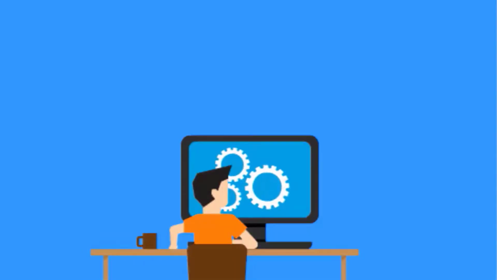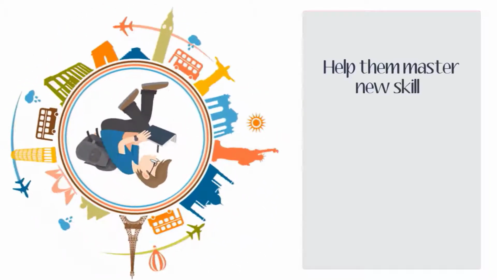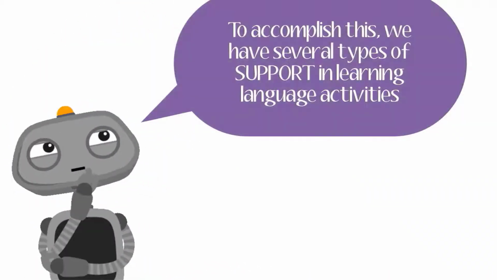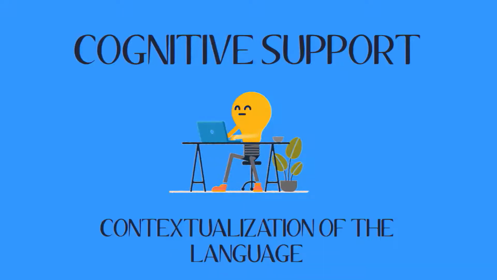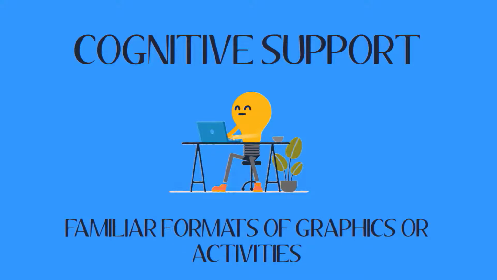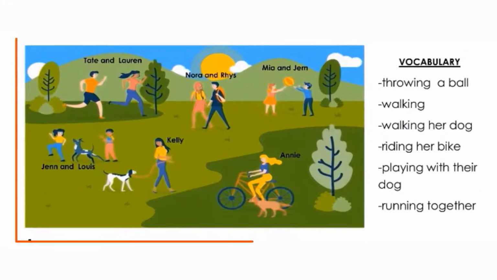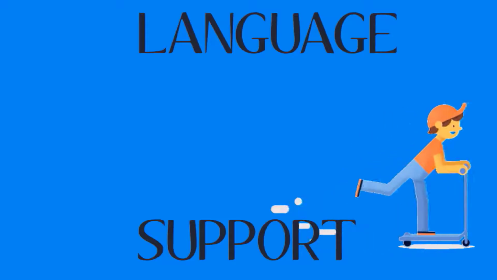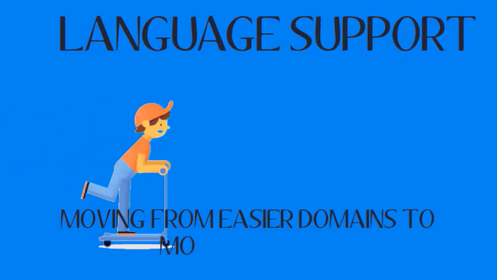Beyond the demands of a task, we must try to use what the children can already do to help them master new skills and knowledge, or to match children's natural abilities and inclinations. And to accomplish this, we have several types of support in learning language activities. First, cognitive support can come from the contextualization of the language, from the use of concepts already developed, from familiar formats of graphics or activities, from familiar topics and content. Pictures provide support for the meaning and understanding of the verbs to be used in this activity. Language support can come from the reuse of language already mastered, from moving from easier domains to more difficult.